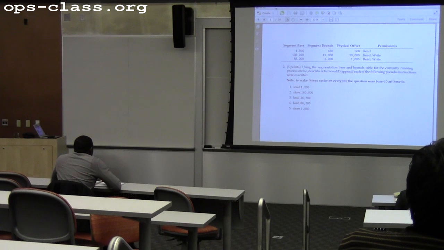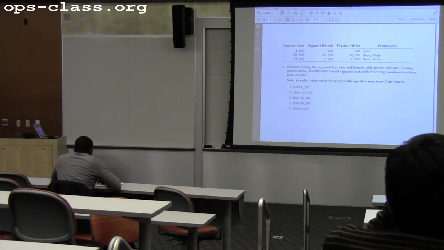There certainly has to be some agreement about that between the kernel and the MMU. Otherwise, you could have addresses that could map into two different segments. That would be not good.